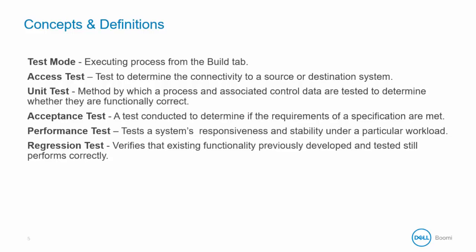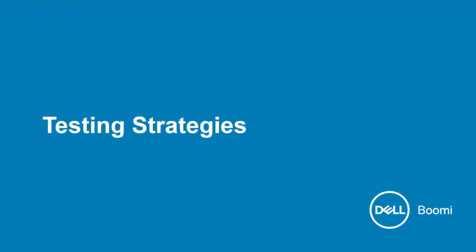So it's good to test if a process may work, but does it meet the actual requirements and goals? A performance test is used to determine a system's responsiveness and stability under a particular workload. And a regression test verifies that existing functionality that has been previously developed and tested still performs correctly. This is typically done after a code change or update. Let's review some testing strategies together.